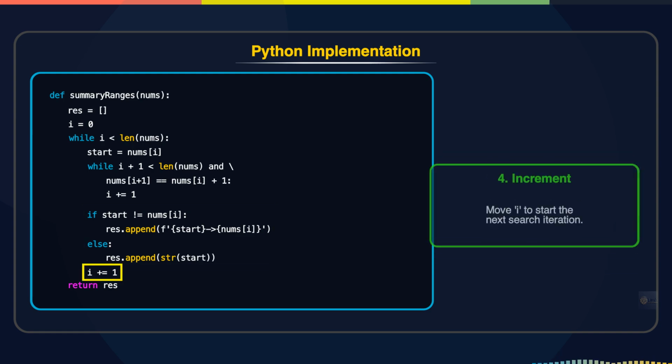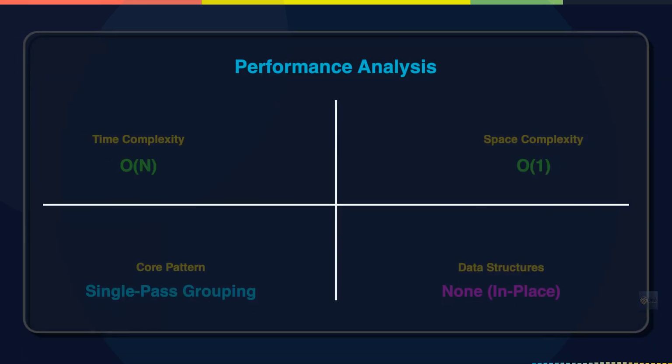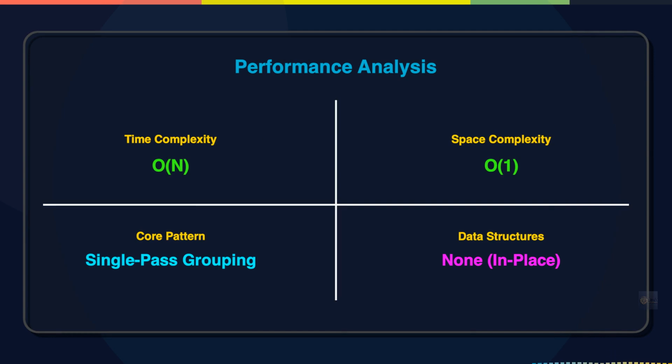For time complexity, we visit each element in the array exactly once, even with the nested loop, because the pointer i only ever moves forward. So it's O of n, where n is the number of elements. For space complexity, excluding the output list, we only use a few variables for our pointers, so it's O of 1, constant space. And that's how you summarize ranges like a pro.